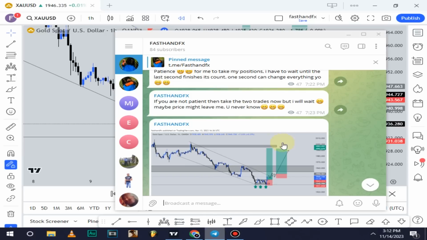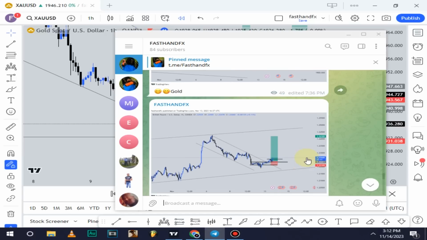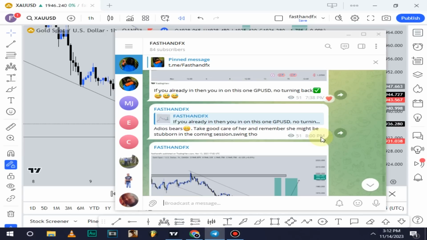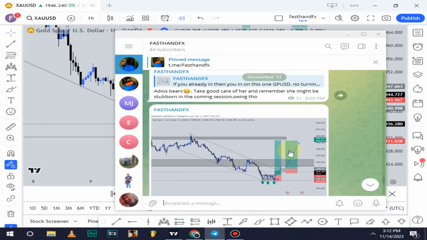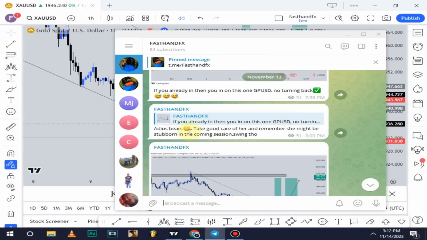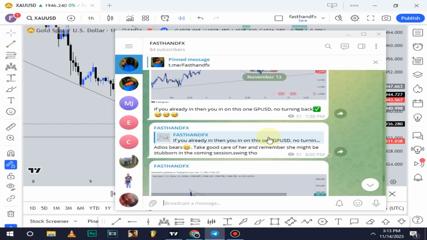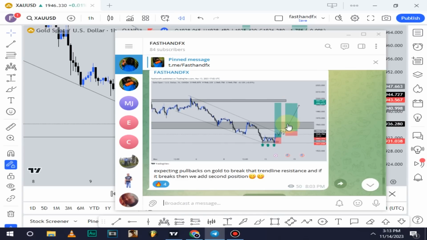But this time I was updating my gang. I was telling them, let gold just continue eating people's money. Let me just show you something. This is when we did take a buy on GBP/USD. I told them, adios bears, take good care of her, and remember she might be stubborn in the coming session. Swingle. It is what it is.